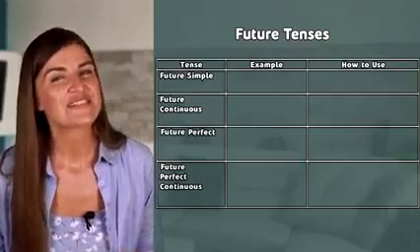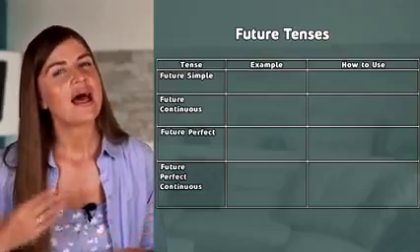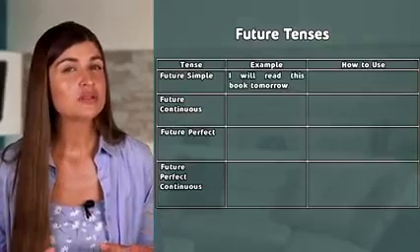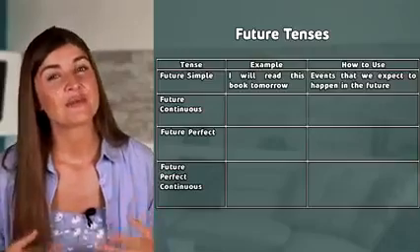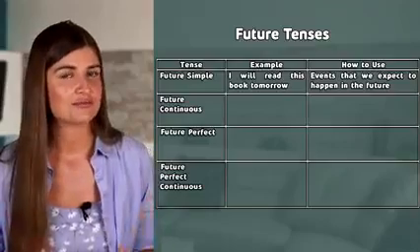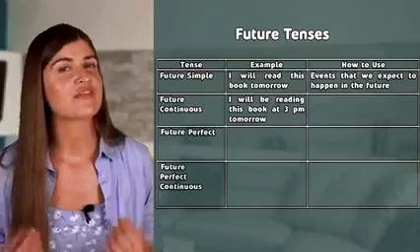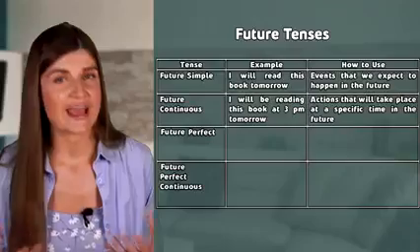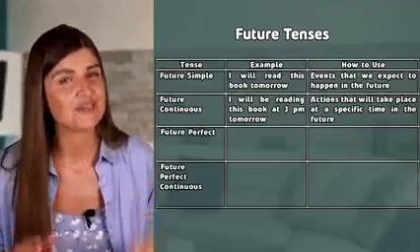We use future tenses when we talk about events that will happen after the present moment. The future simple: I will read this book tomorrow. We use it to describe events that we expect to happen in the future. The future continuous: I will be reading this book at 3 p.m. tomorrow. We use it to talk about actions that will take place at a specific time in the future.